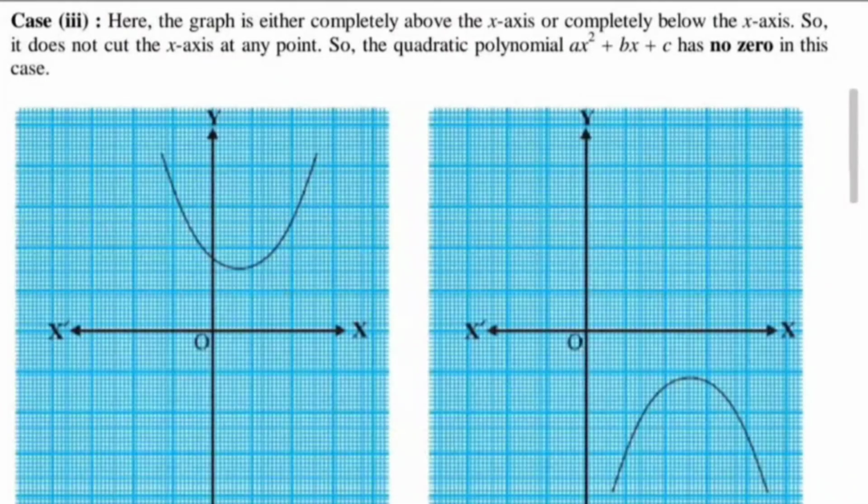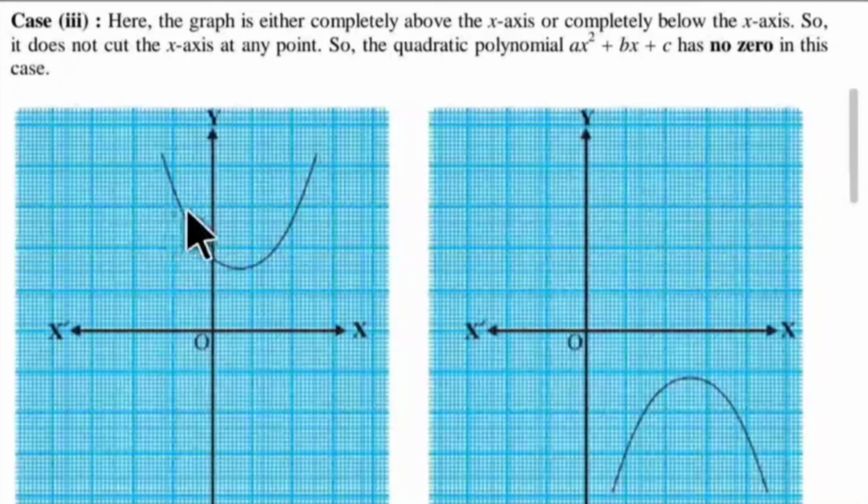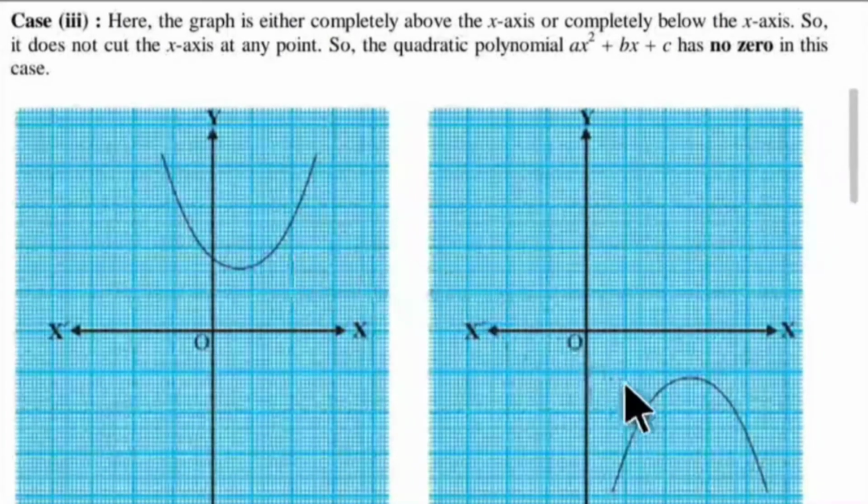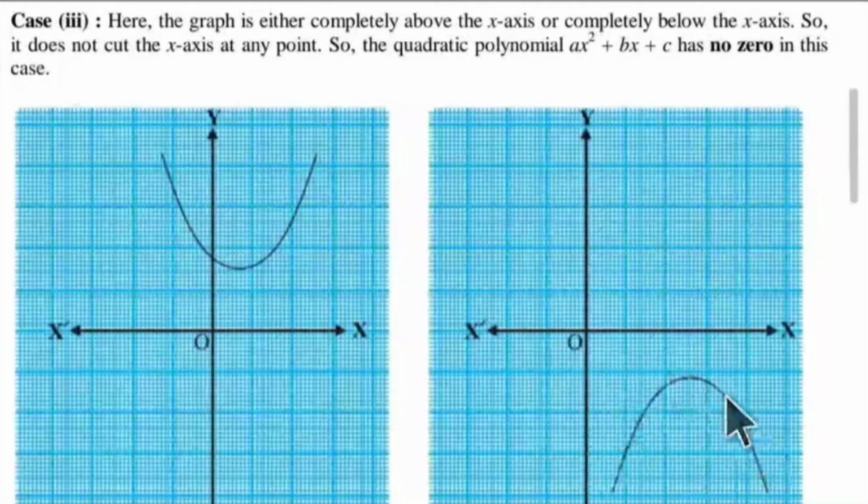Next, type 3 is here. When you draw the diagram, that is the graph, you get this type of curve. Then here, since your graph is not cutting or touching any point on the x-axis, therefore here there is no solution or zero, no zero. Here also no solution or no zero.